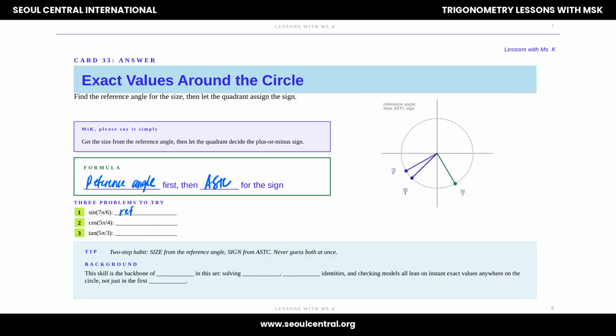The reference is pi over 6, and it's in quadrant 3, so it's negative. So the answer is -1/2. Number 2, cosine of 5 pi over 4. The reference is pi over 4, and it's in quadrant 3, so it's negative. So the answer is -√2 over 2.